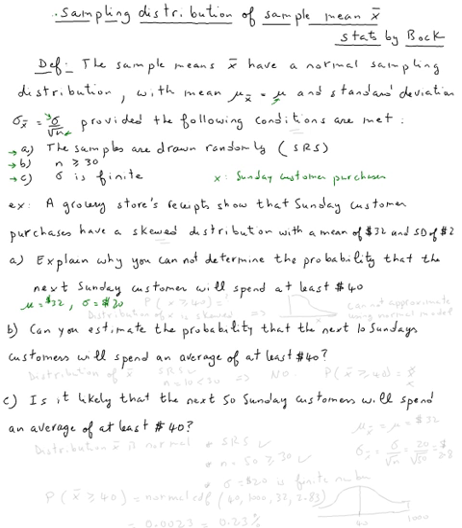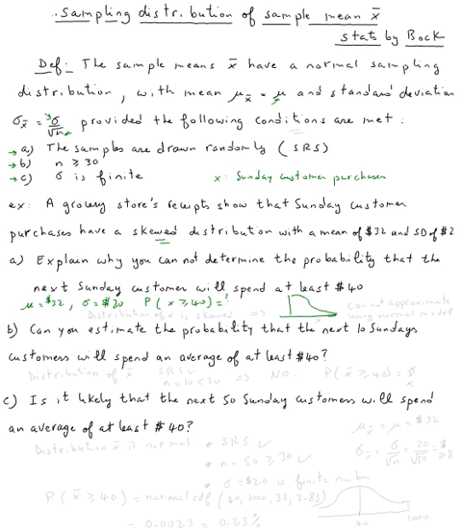It says explain why you cannot determine the probability that the next Sunday customer will spend at least $40. In other words, why we cannot estimate P of X bigger or equal than 40. Why we cannot find this value. Of course, because it's not normal. It says here skewed. Skewed means this is how it's going to look. So we cannot use the normal approximation.